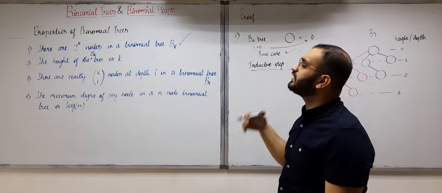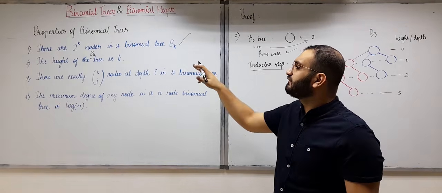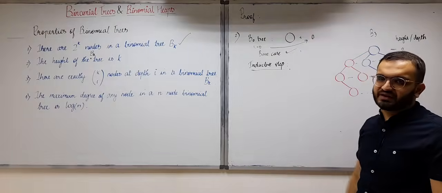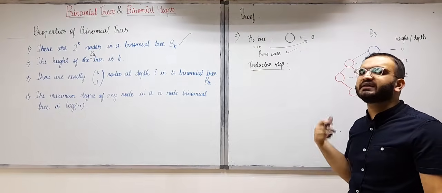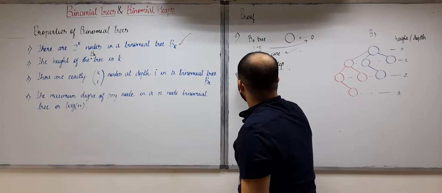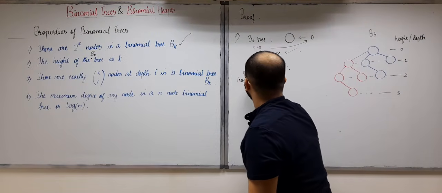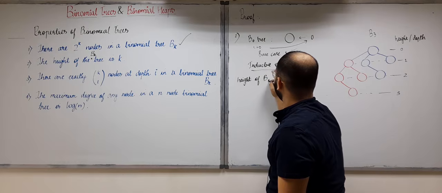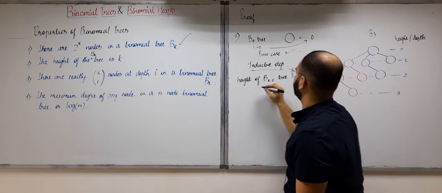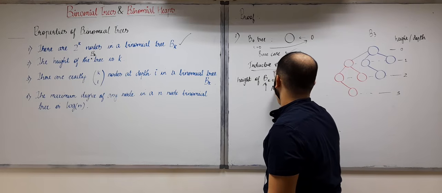In the same way as we assumed in the first property, we will assume that the second property holds true for a Bk minus 1 tree, or for a binomial tree with order k minus 1. So the height of the Bk minus 1 tree, let us assume it is k minus 1. So this is our assumption, okay?